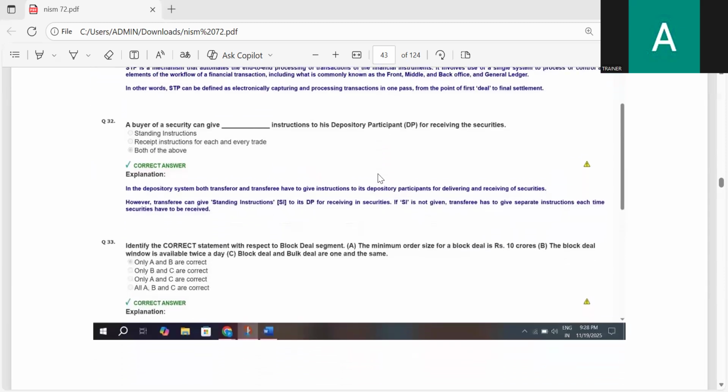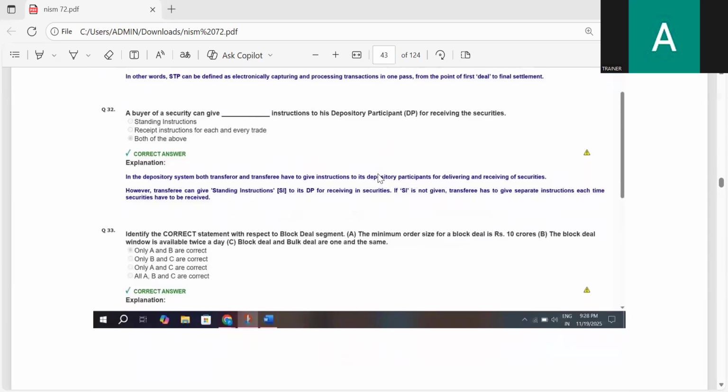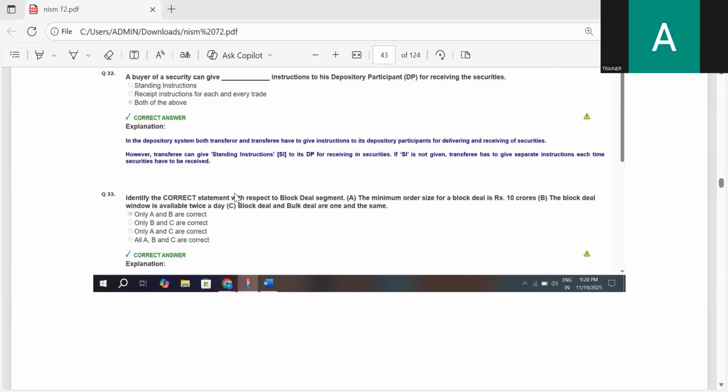A buyer of a security can give instructions to his depository participant for receiving the securities: standing instructions, a receipt instruction for each and every trade, or both of the above. The correct answer is both of the above.